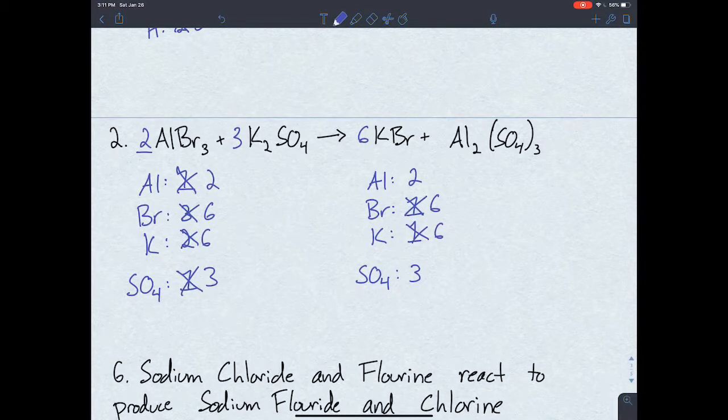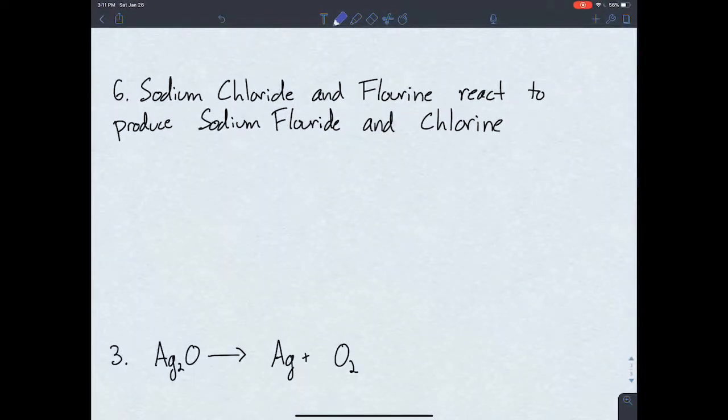On this side, I have 2 aluminums. On this side, I have 2 aluminums. I have 2 times 3, 6 bromines. I have 6 bromines on this side, so those are all balanced. On this side, I have 3 times 2, 6 potassiums, and on this side, I have 6 potassiums, and I have 3 sulfates, and on this side, I have 3 sulfates, okay? So that's balanced. All right, great. Let's go on to number 6.